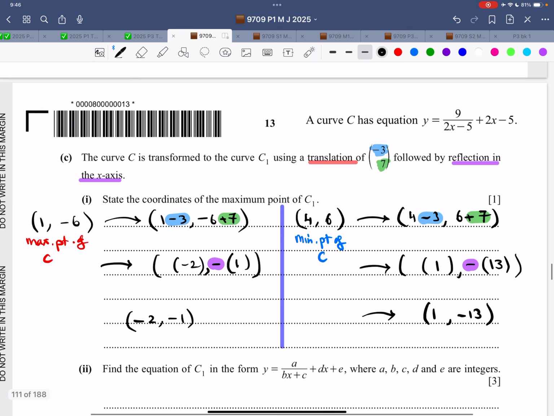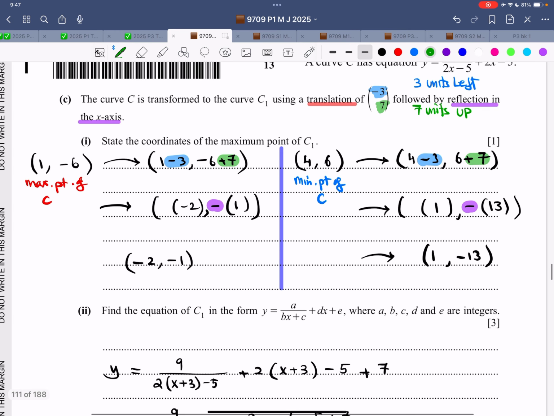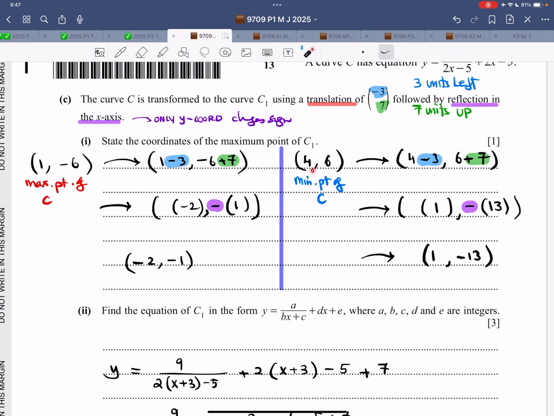So this is blue, that is 3 units left. And the green one is 7 units up. So now what I'm doing is that I'm subtracting 3, I'm adding 7. We are getting these two things. And then this purple is for reflection in x-axis, only y coordinate changes sign. So let me write over here, only y coordinate changes sign. So now I'm getting this thing. When I apply the same to minimum point of curve C, I'm getting this thing.